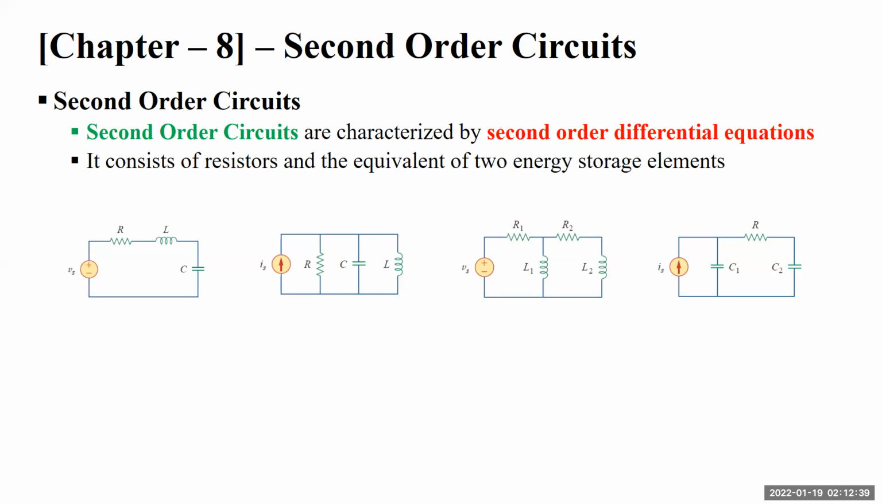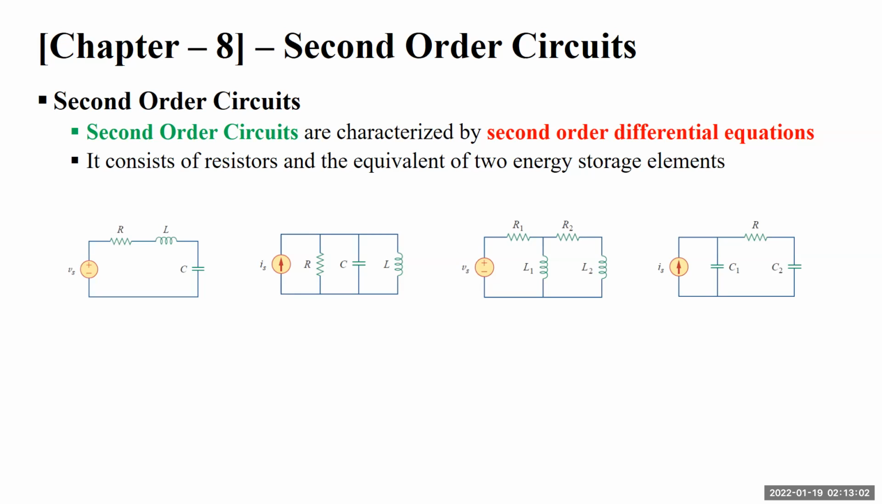It talks about the second order circuits. So let's start. Second order circuits are basically characterized by second order differential equations, and they consist of resistors and two equivalent passive components which can store energy.